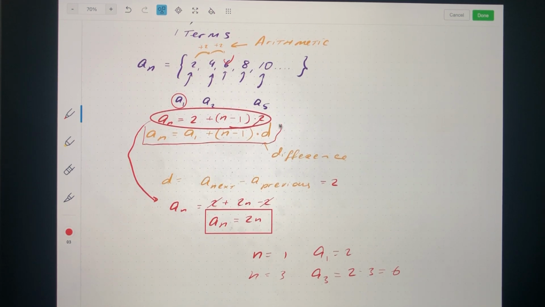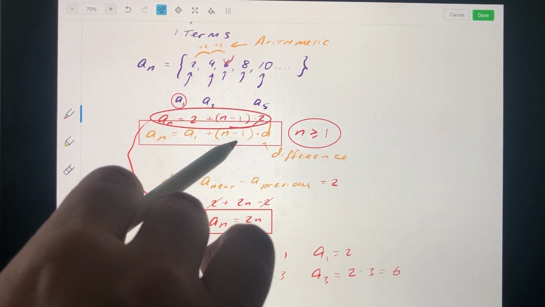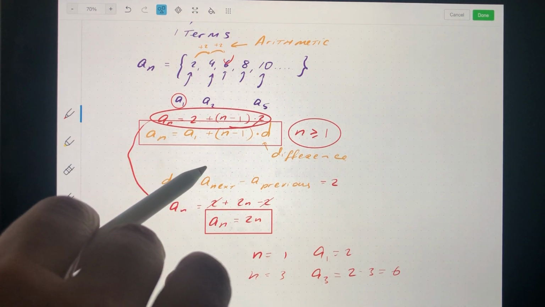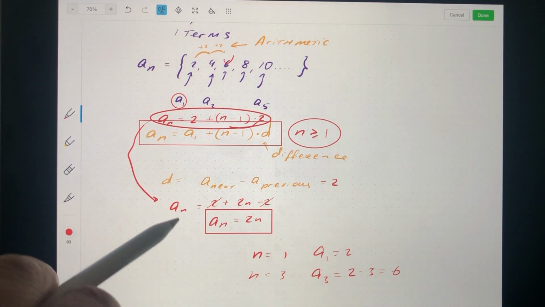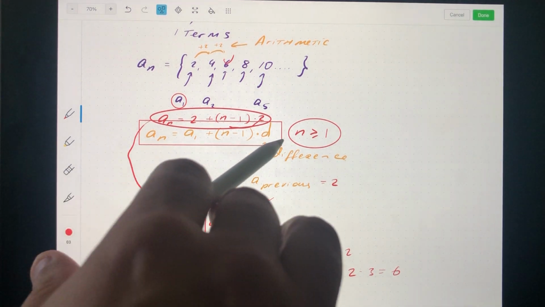The only thing we have to make sure when we look at our general formula is that n is greater than or equal to 1, because if n happens to be anything less than that, then inside the parentheses we're going to get negative numbers, and that's not right. So this is the general formula, and this is how to find the answer to any arithmetic sequence using this expression.